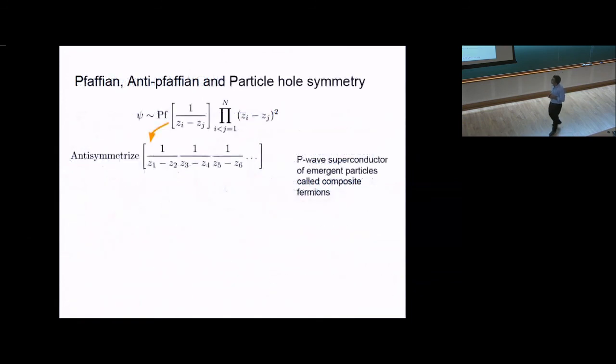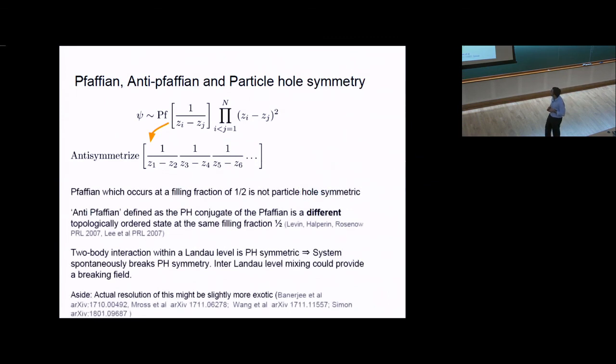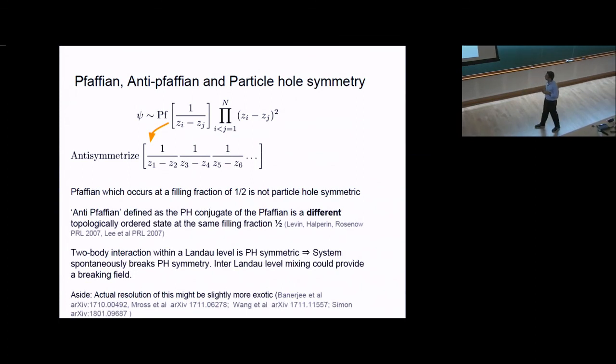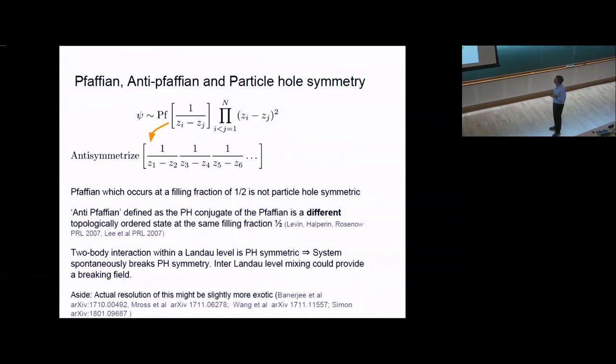However, the fractional quantum Hall effect that occurs at filling fraction half is believed to be a P-wave superconductor of emergent particles called composite fermions. It has a wave function that is similar to the helium superfluid wave function. This one. And the wave function is called the Pfaffian. The Pfaffian wave function, which occurs at the filling fraction half, is not particle-hole symmetric. The anti-Pfaffian, which is the particle-hole conjugate of the Pfaffian, also occurs at filling fraction half, and it has been shown that it's topologically different from the Pfaffian state.